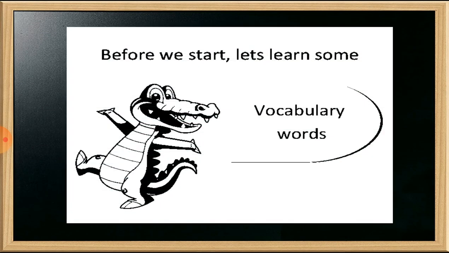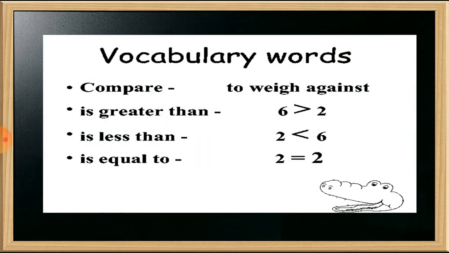Before we start, let's learn some vocabulary words. Let's see some words regarding this topic. Here are the words for comparing the numbers. There are 3 words: greater than, and the sign of greater than is this; less than, and the less than sign is this; and equal to. You know very well that the equal to sign is two sleeping lines.